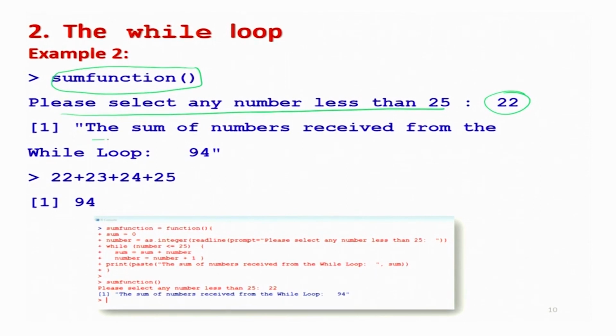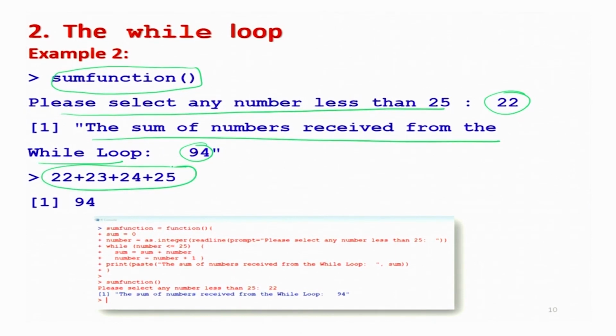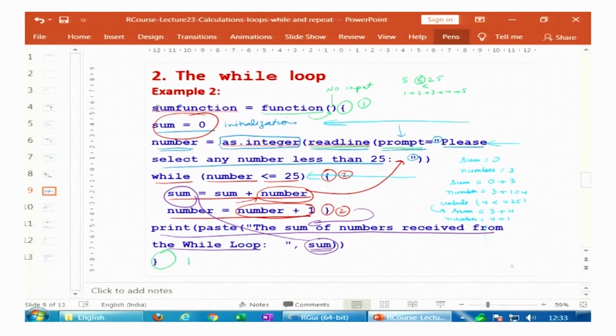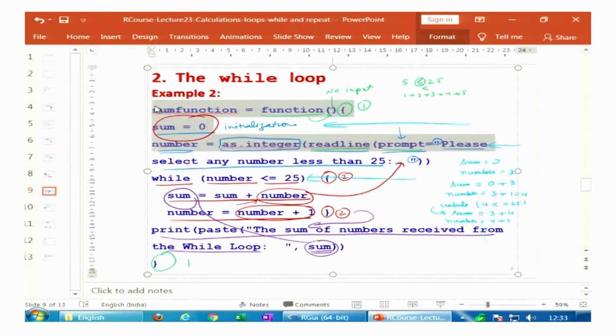Now it gives me the outcome: the sum of numbers received from the while loop. It is printed as such, and the value comes out to be 94. You can verify that the sum of 22, 23, 24 and 25 is 94, and this is the screenshot. Let me first execute this program on the R console so that you become confident that these things are working.